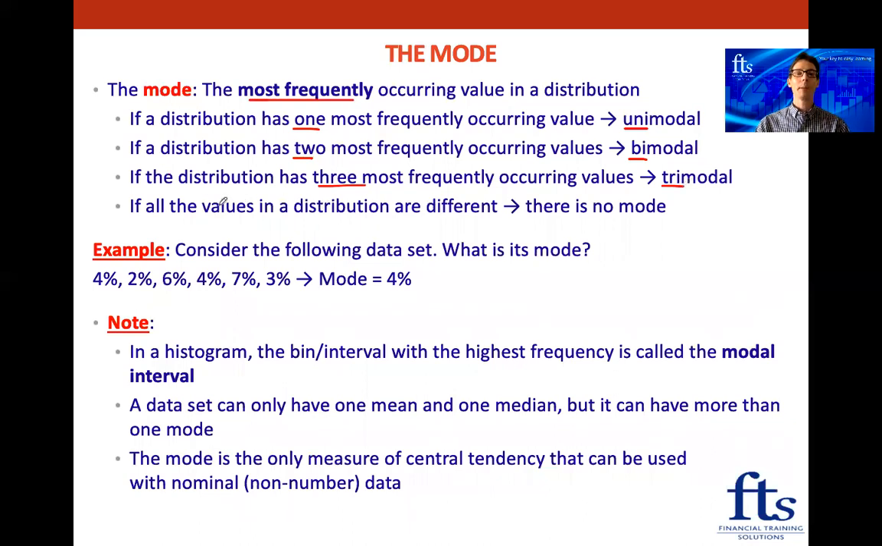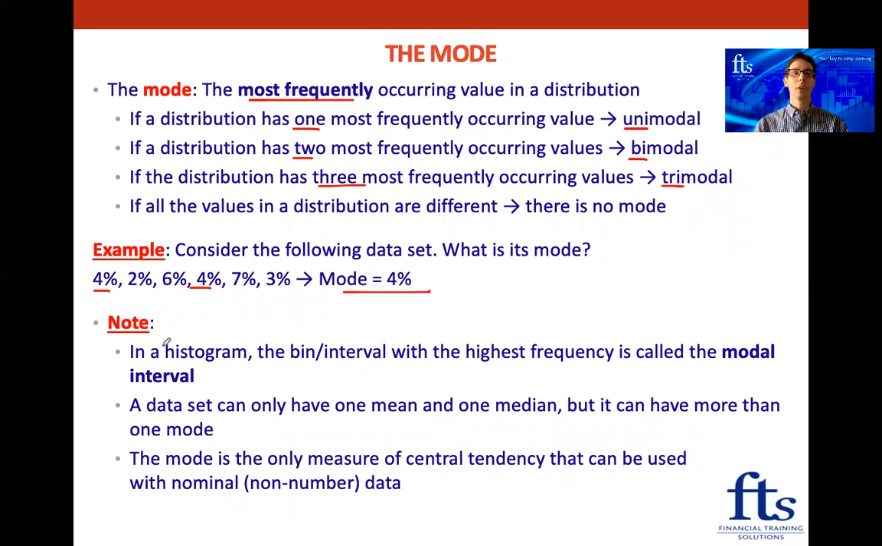And what happens if all the values in a distribution are different? If they're all different, well, then we have no mode. So if we look at this data set, what is the mode? So what number occurs the most? Only 4% is occurring twice. So the mode is going to be 4%. No other number is occurring more than once. So the number occurring the most is 4%. There's only one most frequently occurring value, so this is going to be unimodal.